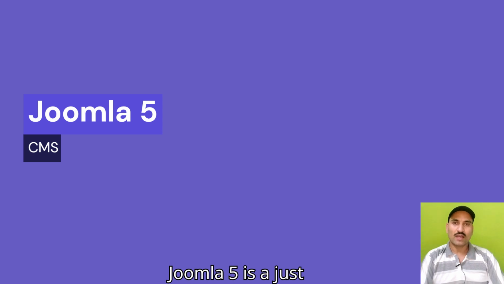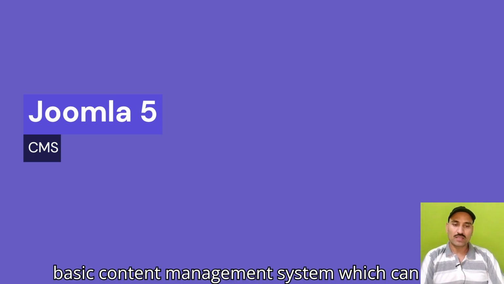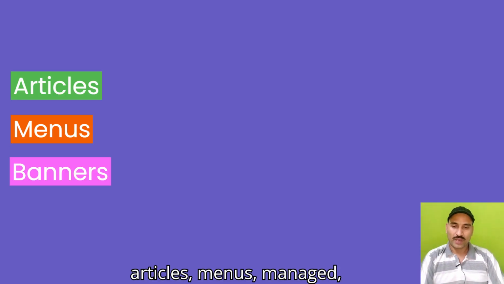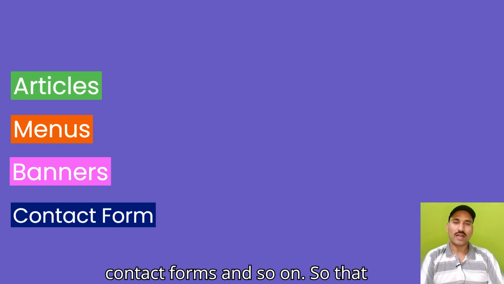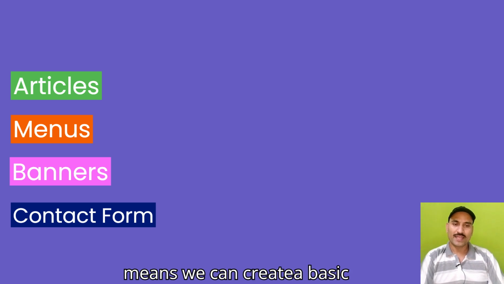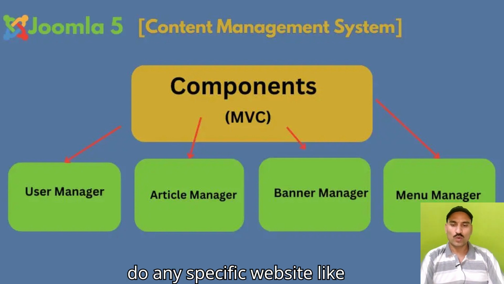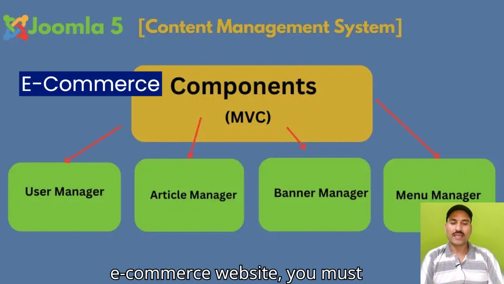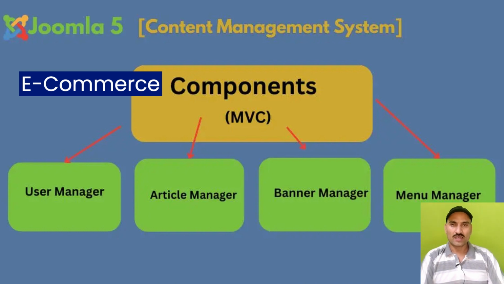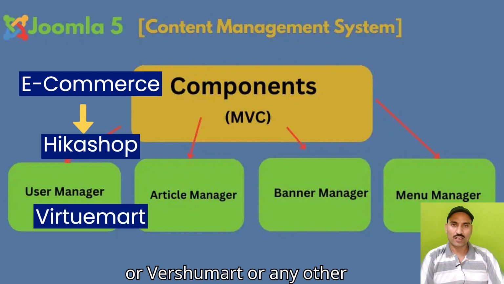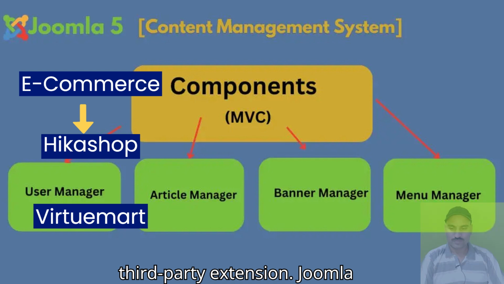Joomla 5 is just a basic content management system which can help to manage articles, menus, banners, contact forms and so on. That means we can create a basic website without any third-party component installation. If you want any specific website like an e-commerce website, you must install external components like HikaShop or VirtueMart or any other third-party extension.